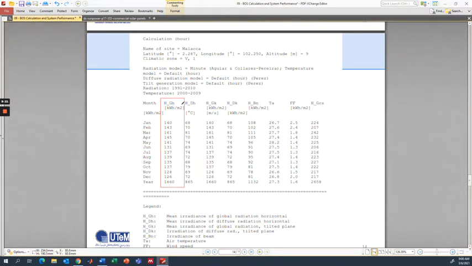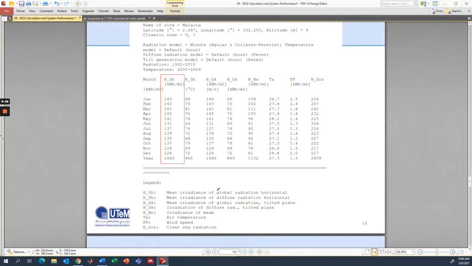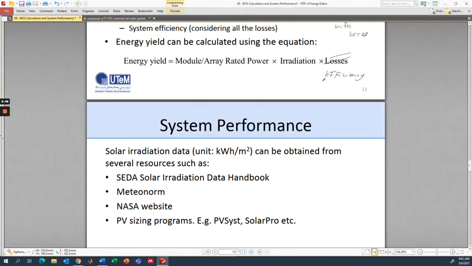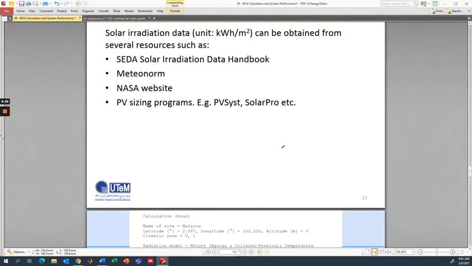And we want to refer to the first column only, which, if we refer here, is Gh, the mean irradiance of global radiation horizontal. So this global horizontal irradiance is simulated monthly based on the coordinates for Melaka. Alright, so we're going to use this as the irradiation, and then for the efficiency, we're going to need to calculate the losses.